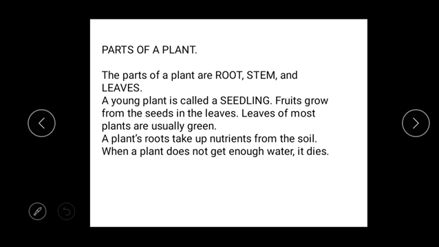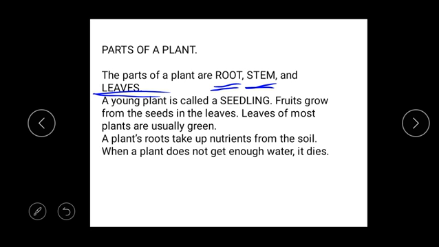We have three major parts of plants. We have the roots, we have the stem, and we have the leaves. Can we say that again? We have the root, the stem, and the leaves.